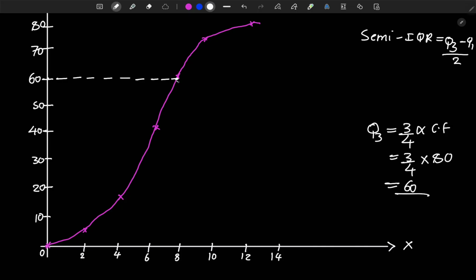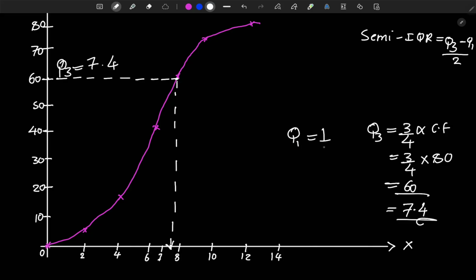Then, for those using the actual graph paper, the number somewhere here is your final answer. So this here is 7, so let's just say 7.4. So this is our upper quartile, quartile 3. I'm getting 7.4. Let's go to quartile 1.